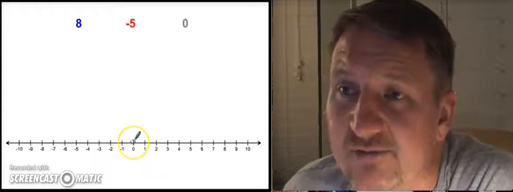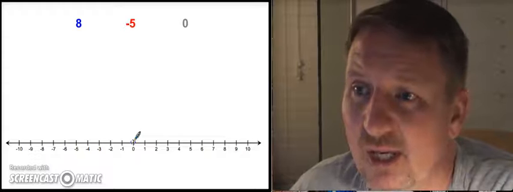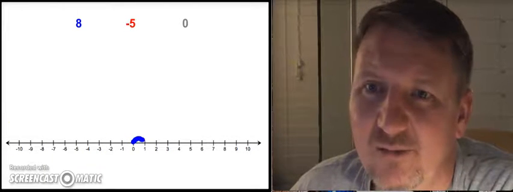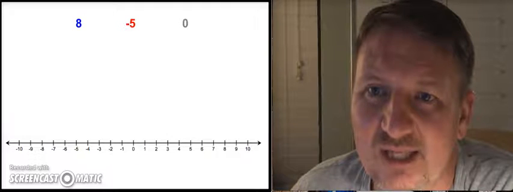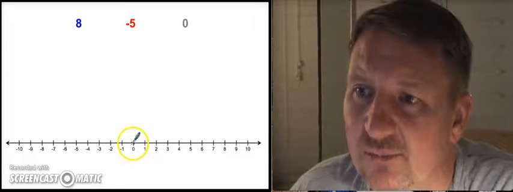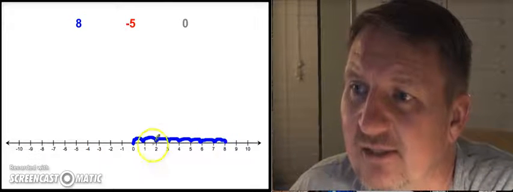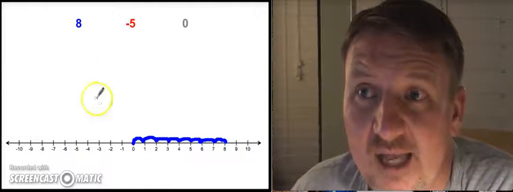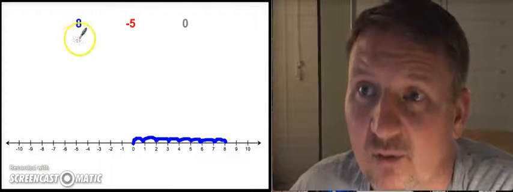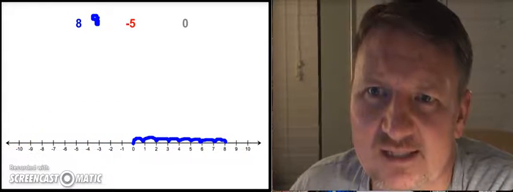All right, so to find the absolute value of 8, what did the definition say? It said count from 0 to the number. So we're going to start at 0, and we're going to count. Let's make that a little bit thinner. Okay, so we start at 0 and we count to 8. 1, 2, 3, 4, 5, 6, 7, 8. How many places did we say 8 was from 0 on the number line? We said it was 8 places.